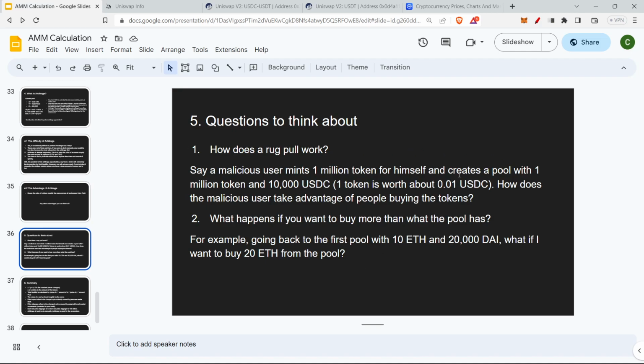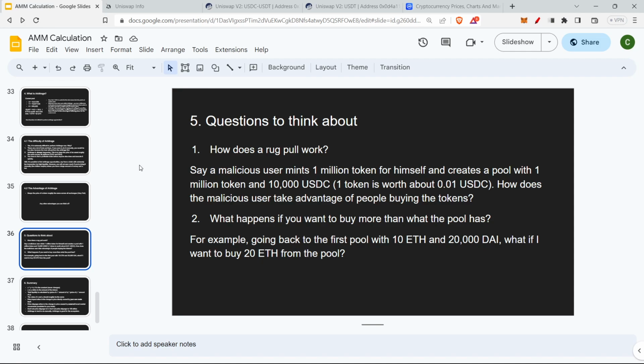Okay, right now we come to the last part of this video, which is some questions to think about. Now that we know roughly how a liquidity pool works, we want to understand how a rug pull works. Say a malicious user mints 1 million tokens for himself and creates a pool with 1 million tokens and $10,000, 10,000 USDC. Because this and this have to be of the same value, one token is worth about 1 cent USDC. How does the malicious user take advantage of people buying the tokens?